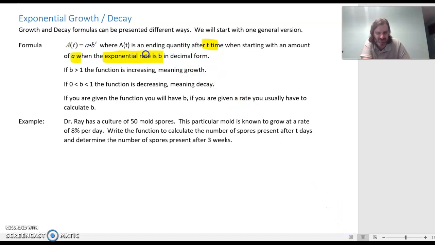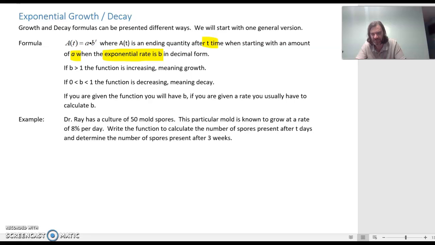Okay? And in this case, since b is an exponential rate, depending on the size of b, if it's bigger than 1, that means we're increasing, and that's growth because that's more than 100%. If the rate is less than 1, that means it's decreasing, or decay, because that is a portion of something, like 75% would be 0.75, that's less than 1. So if you're given a function, you should have the b in some cases, and in some cases you'll actually have to make the b. But let's see how we're going to use this formula in a couple of examples.